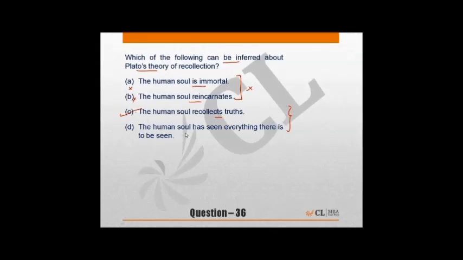There is no data to support that the human soul has seen everything that is to be seen. What I can say from the theory of recollection is that what it has seen, it will remember. But has it seen everything? No, there is nothing in the passage which supports that it has seen everything. All we can say is, if it has seen something, it will remember. So recollection is the focus in the theory of recollection, and hence the correct answer has to be choice C.